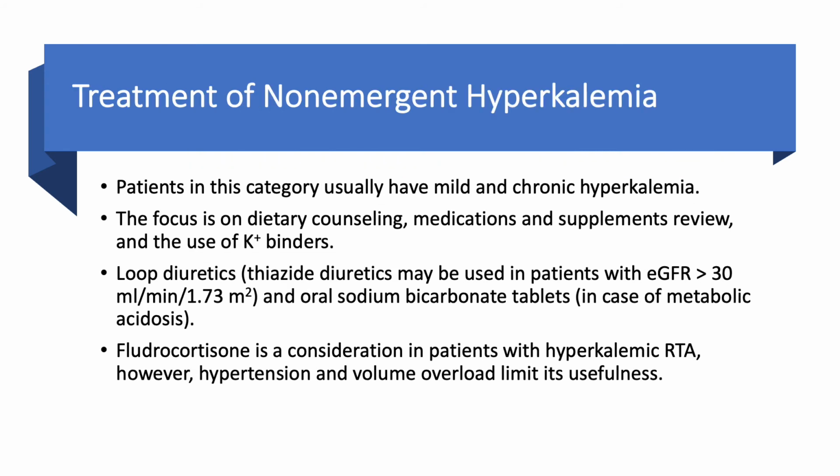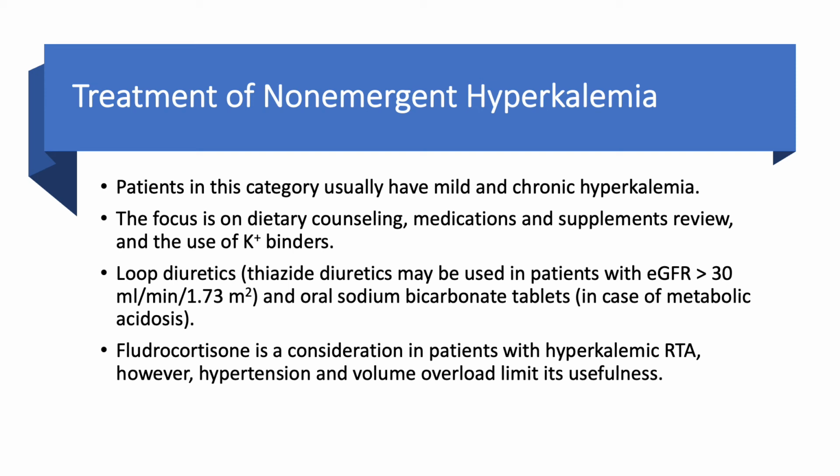What about non-emergent hyperkalemia? Usually these patients have mild and chronic hyperkalemia, maybe potassium 5.7, 5.8. Usually it's less than 6. So here you have time. You can do dietary counseling. You review the medications and the supplements. Sometimes it's helpful to use a diuretic. If GFR is above 30, you can use a thiazide diuretic. Chlorthalidone, for example, is very kaliuretic. If GFR is below 30, you need to use a loop diuretic.